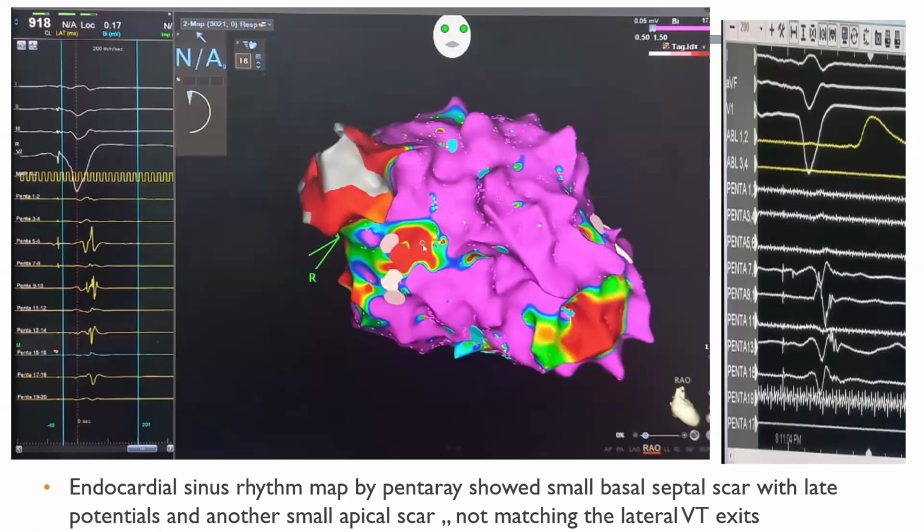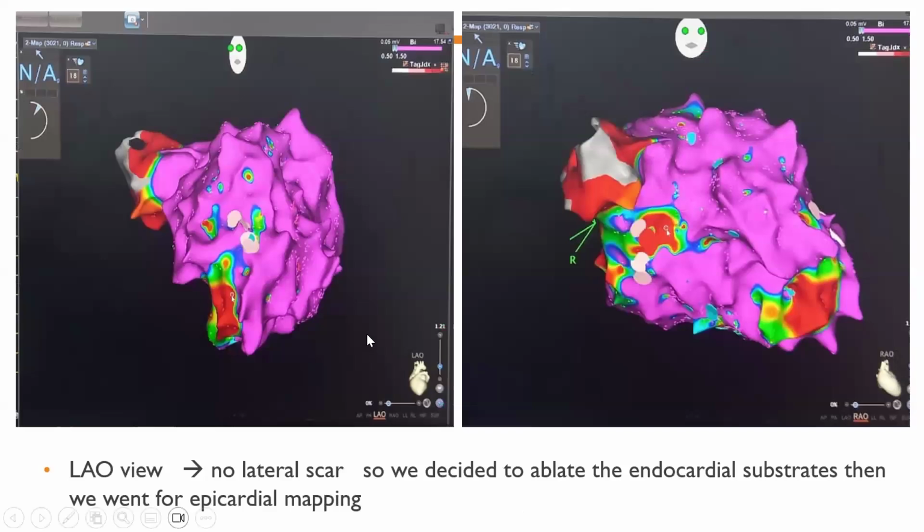We can see the LA view for the endocardium. As you can see here, the lateral wall is completely normal, and even the apical lateral is completely normal. So definitely there is an exit, either an intramural exit or an epicardial exit or epicardial scar, for such a patient.